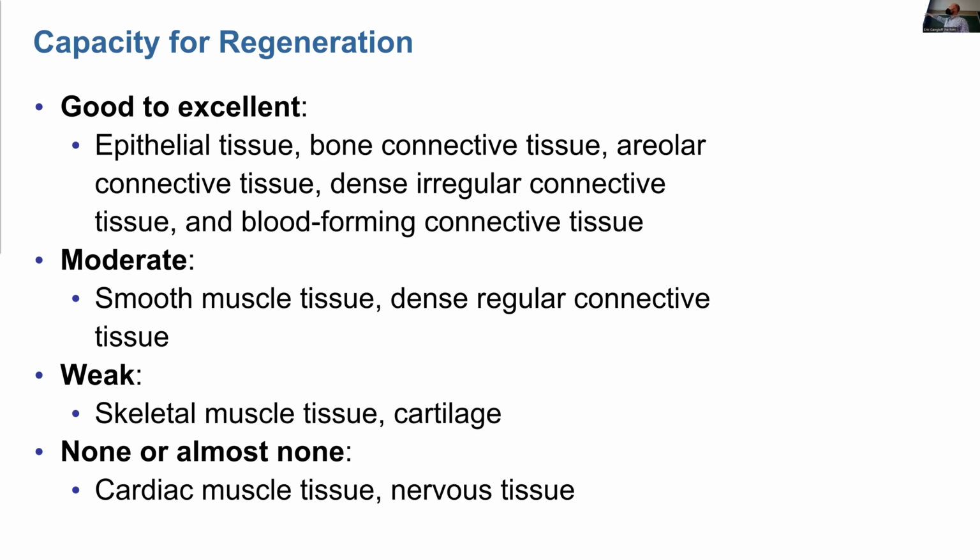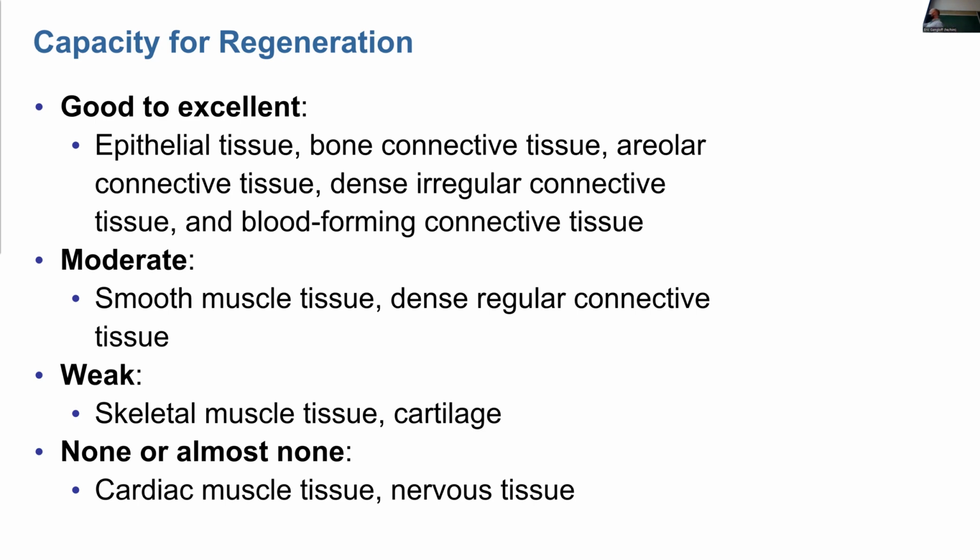Areolar connective tissue, some other types of connective tissue, one called dense irregular, which we'll learn about in lab, as well as the connective tissue that forms blood. Some tissues are kind of intermediate. For example, your smooth muscle tissue and another type of connective tissue called dense regular connective tissue. Some of them can heal, but they're not great. For example, your skeletal muscle. If any of you are athletes and had a sports injury in which you pulled or tore a muscle, you know it takes a long time to heal.